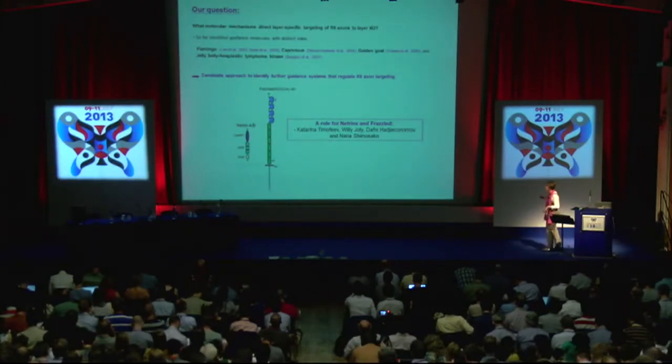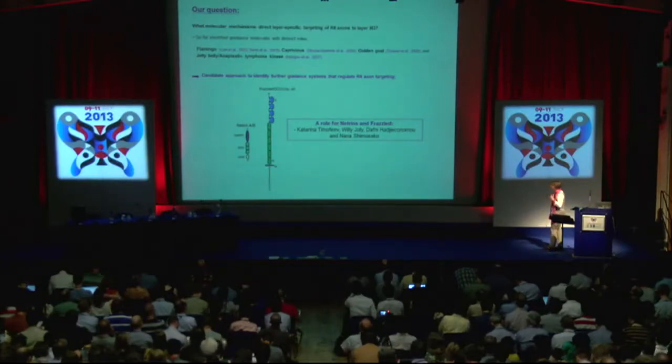And to understand this further, we did a candidate approach, and then we found a very classic guidance system formed by Netrin and Frazzled, which plays a key role. And Netrin is an attractive guidance cue, which is perceived by this guidance receptor Frazzled, and in vertebrates it's DCC, deleted in colorectal cancer, and UNC-40 in C. elegans. So I will not tell you the whole story. I will just give you a few pieces of information and then show you the model.